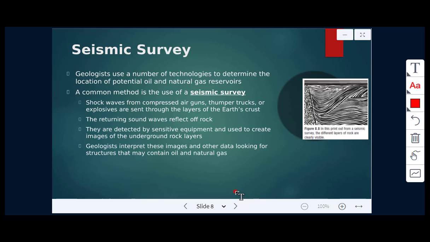Seismic survey. There's a method called seismic survey. It's a technology to determine the location of potential oil and natural gas reservoirs. Shock waves from compressed air guns, thumper trucks, or explosives are sent through the layers of the Earth's crust. Then the returning sound waves reflect off rock. They are detected by equipment and then used to create images of the underground rock layers. Then geologists can interpret these images and other data looking for structures that may contain oil and natural gas.